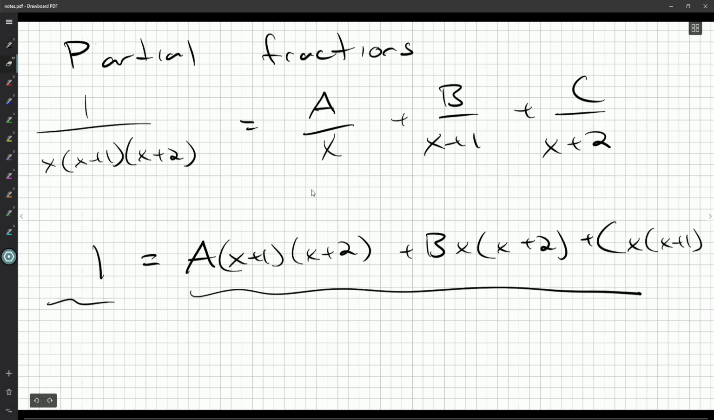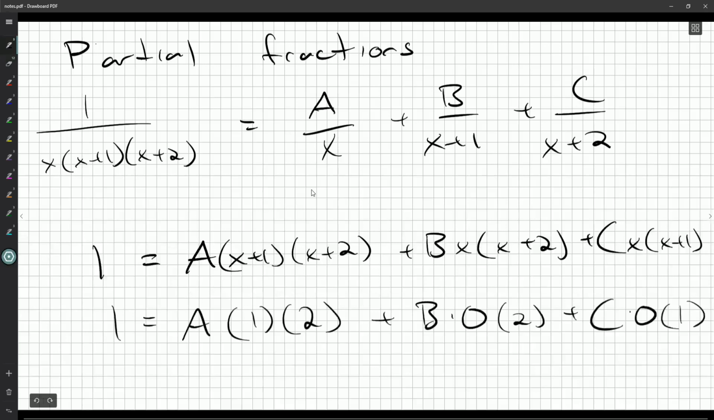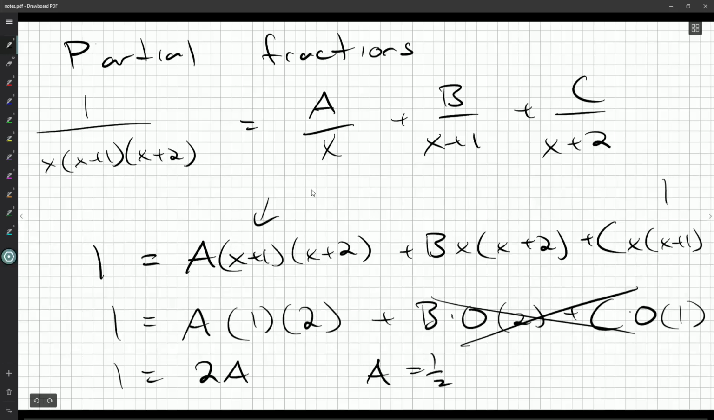So, for example, if I were to plug in the value 0 over here, 1 should be a times 0 plus 1 is 1, 0 plus 2 is 2, plus b times 0 times 2, plus c times 0 times 1. But now these go away, so 1 should be 2a. A should be a half. And we can do the same sort of thing. Pick another one, like negative 1, that's going to make these two terms 0, and leave the b stuff alone.